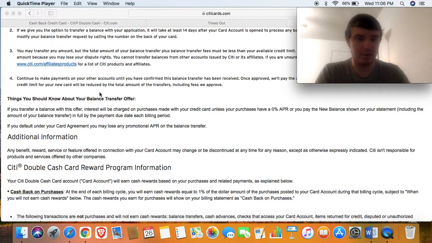Okay, and then things you should know about your balance transfer offer. They're going into detail, basically saying how payments made to your credit card, if you have a balance transfer offer, will be applied. So this is a tricky one. Read this, understand it, so that you don't think you're paying off the offer when in reality you were paying off purchases at a really high APR. So make sure you read this and understand how it applies.